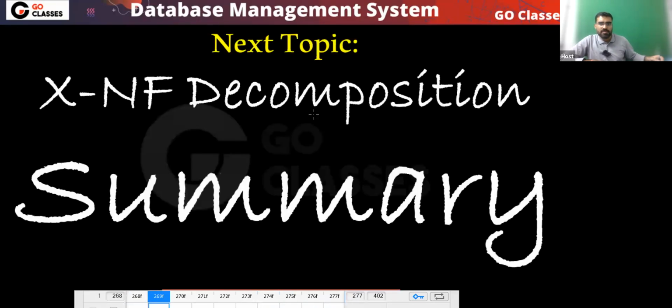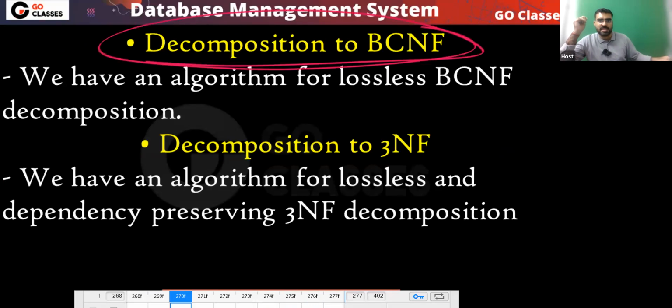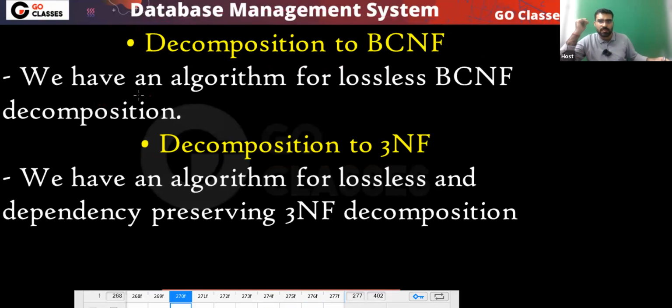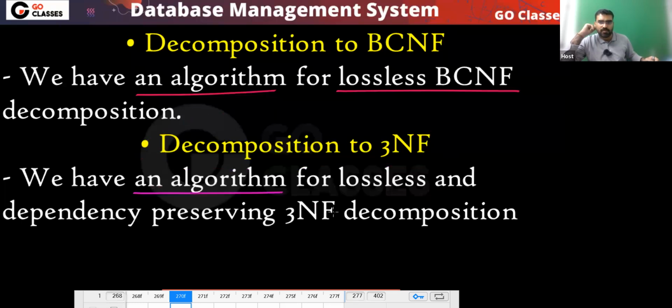And finally, this is the summary, the XNF decomposition summary. For decomposition to BCNF, there is an algorithm for lossless BCNF decomposition. And for decomposition to 3NF, there is an algorithm for lossless and dependency preserving 3NF decomposition. So all these points you can read.